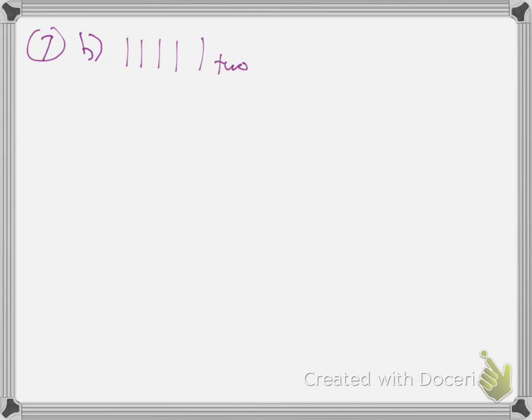So they want me to change this one to a normal number. See how it's got a base 2 written by it? So that means these numbers are in the base 2 system. This is the 1s, 2s, 4s, 8s, 16s place. See how I found those place values?